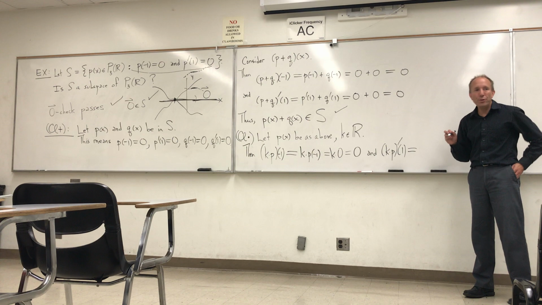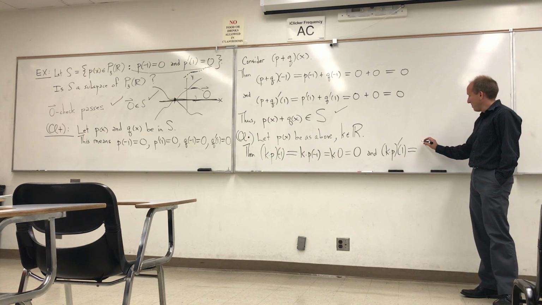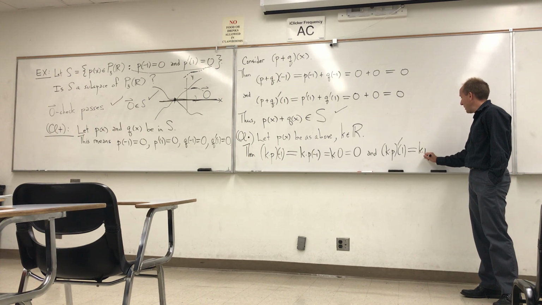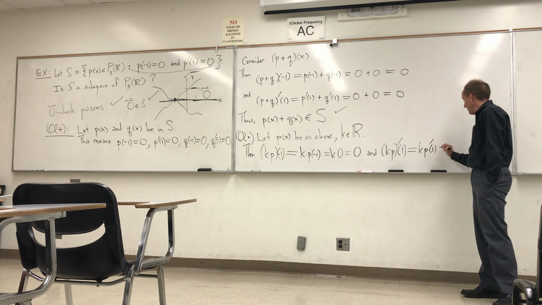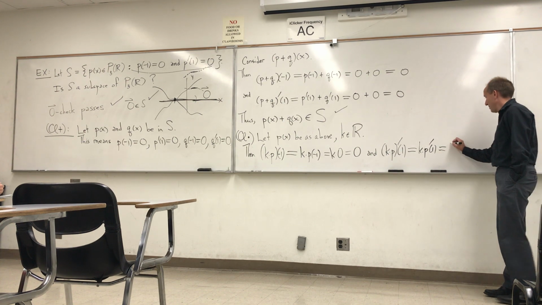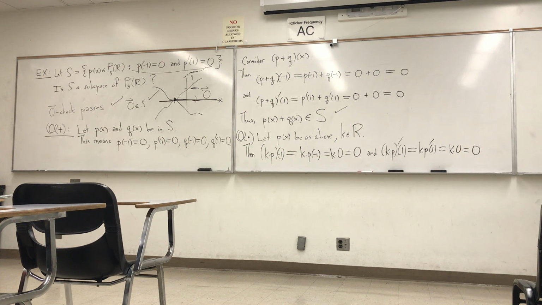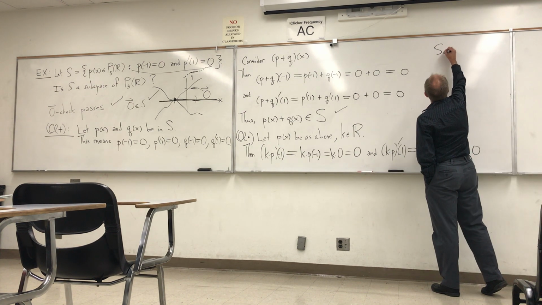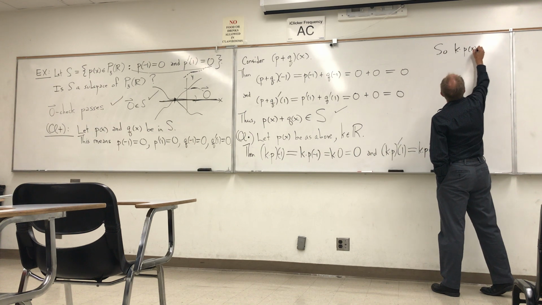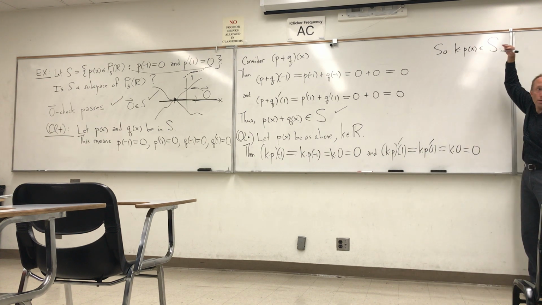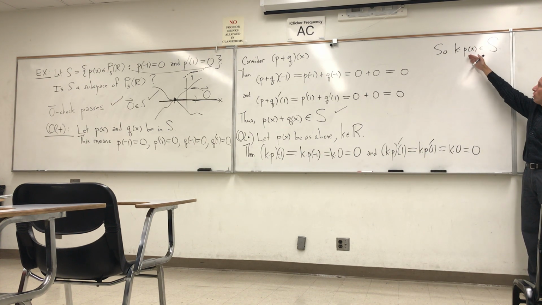And what does that equal to? K times P prime of 1, and that is equal to K times 0, which again is 0. So there you go. So K times P of X is an element of S. Just take a breath and just be sure to always write this down at the end.